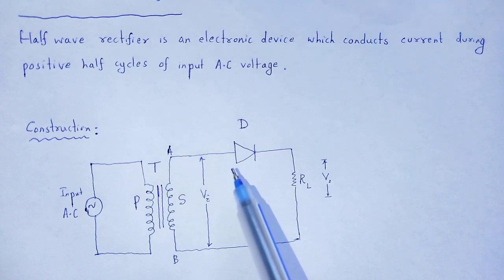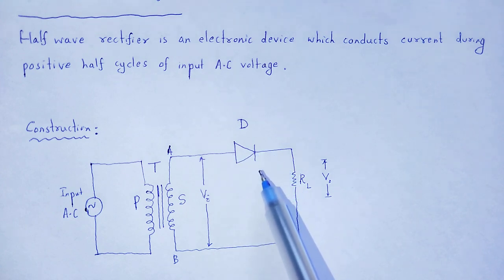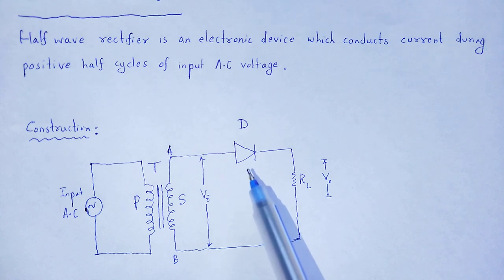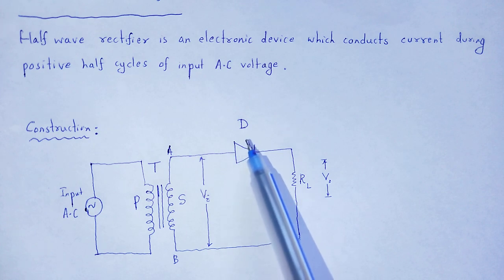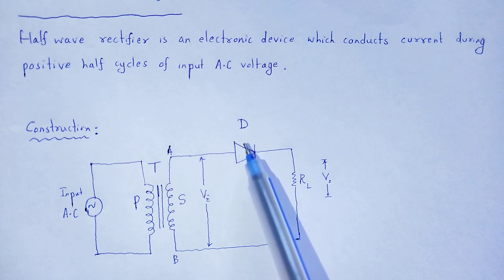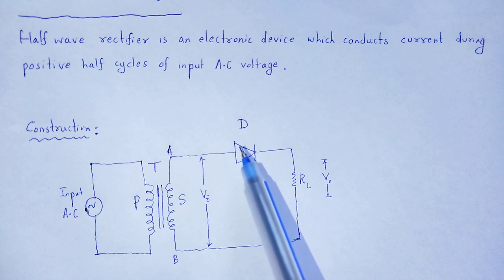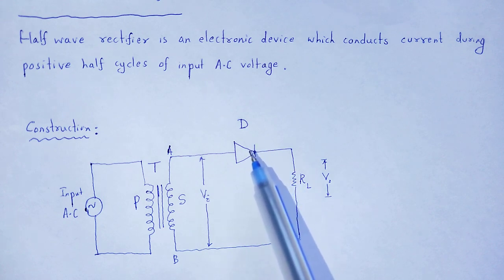But in case of reverse biased, means when P type is connected to negative terminal and N type is connected to positive terminal, that semiconductor diode does not conduct current, means it restricts the flow of current. Therefore, the semiconductor diode is used for rectification purpose.